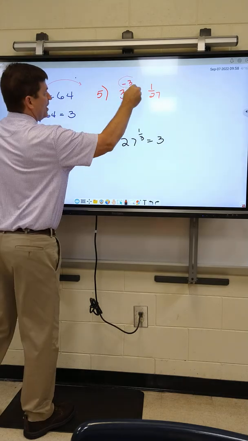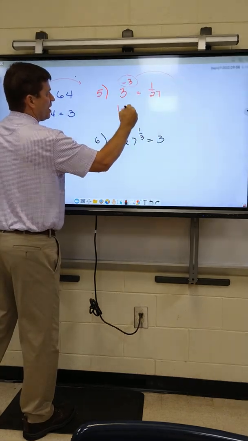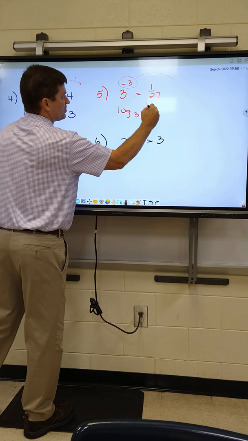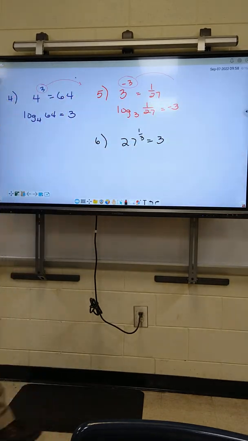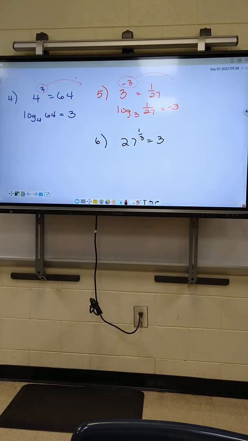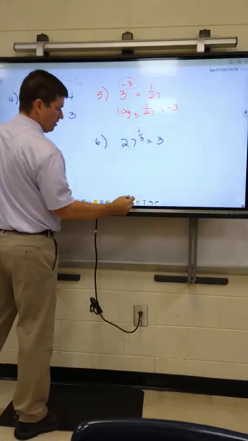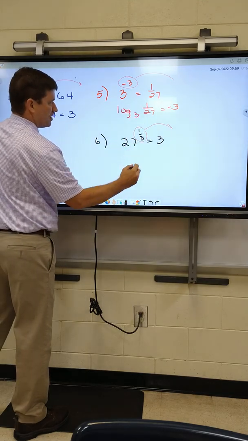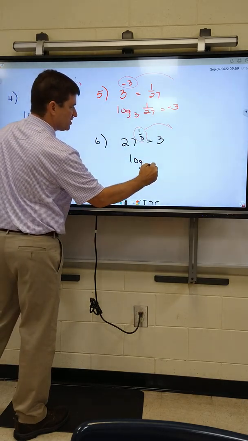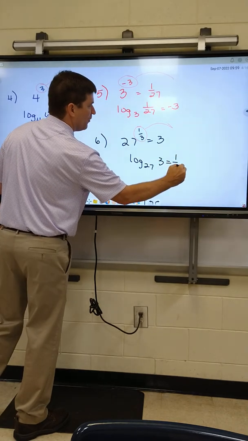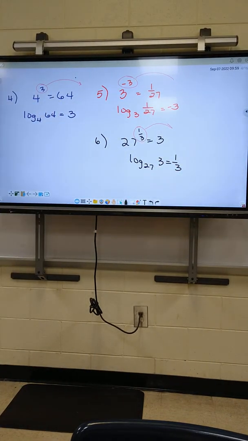All right, so if I take -3 and move it back over there, it's going to be log base 3 of 1 over 27 equals -3. And number 6, I'm going to take my 1/3 and move it back where it came from. That's going to be log base 27 of 3 equals 1/3. So really, so far, we're just moving stuff around, going from one form to the other. Anybody got a question on 4, 5, or 6? All right, now let's work some out.